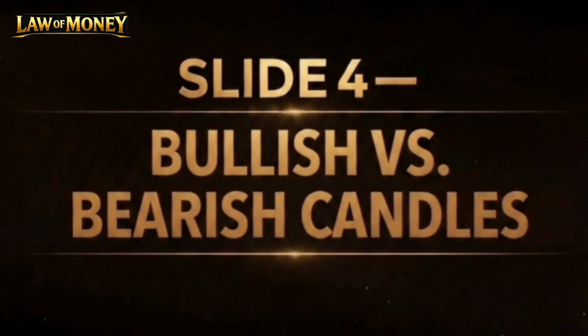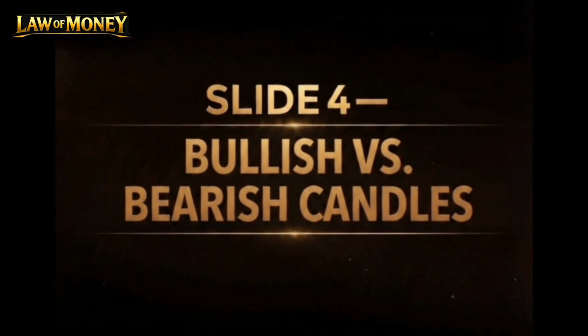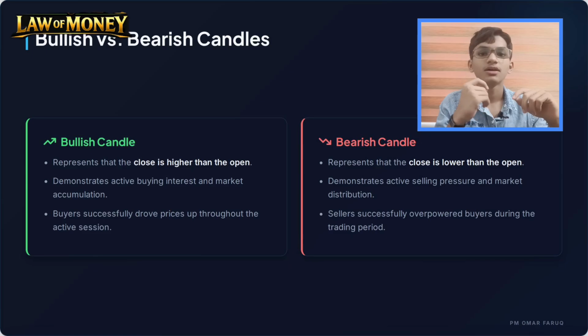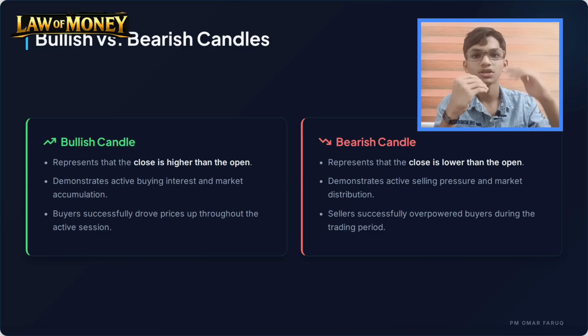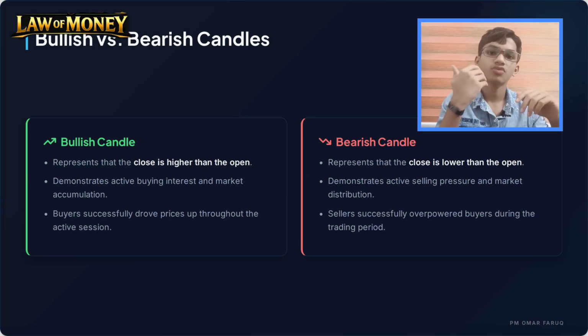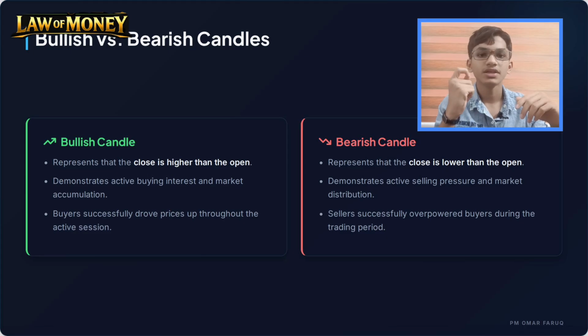Bullish versus bearish candles. A bullish candle forms when the closing price is higher than the opening price. It tells us that buyers managed to push the price upward during that period. A bearish candle forms when the closing price is lower than the opening price, meaning sellers had greater control by the end of the period.